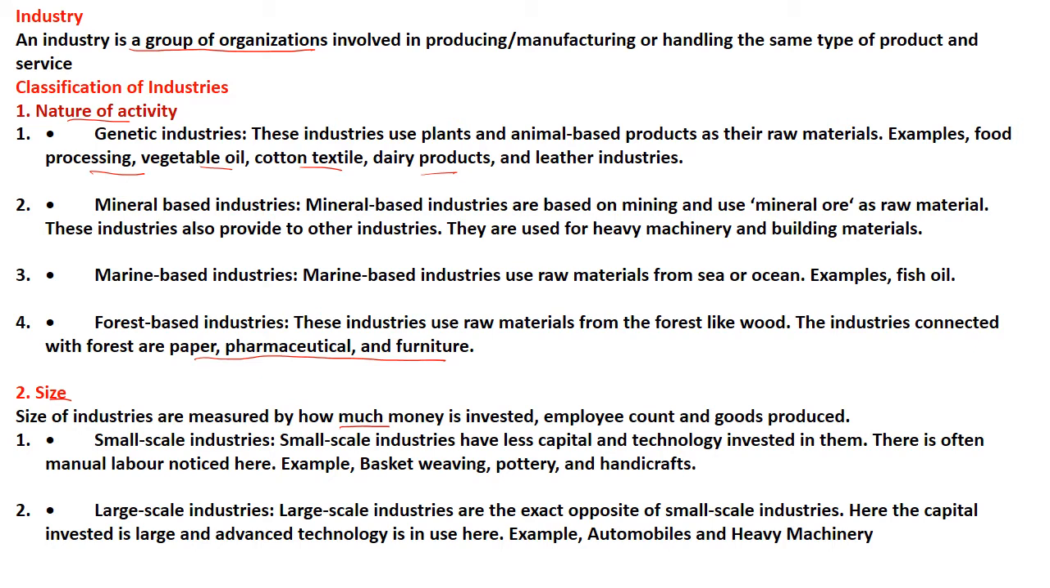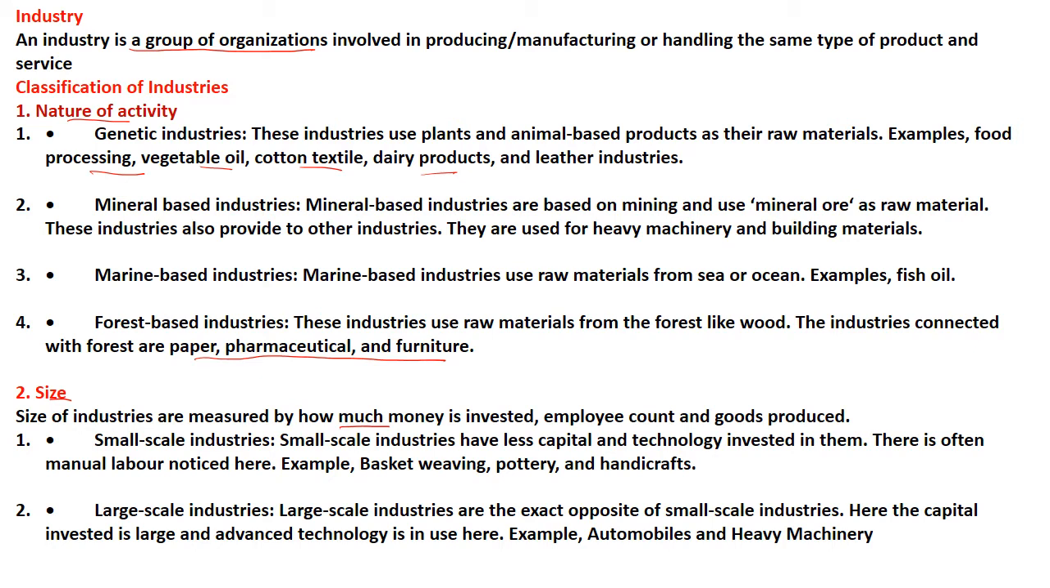Next, mineral based industry. They are using minerals or mining mineral ore as the raw material. So depending upon the raw material, these industries are defined. Next is marine based industry. Their raw materials are derived from sea or ocean. Example: fish oil. Then forest based industry. These industries use raw materials that are extracted from forest, like wood. Examples: paper industry, pharmaceutical industry, furniture industry, all come under forest based industry.